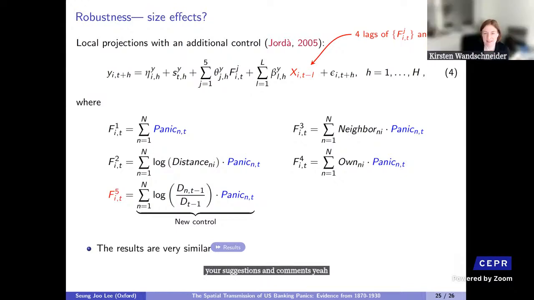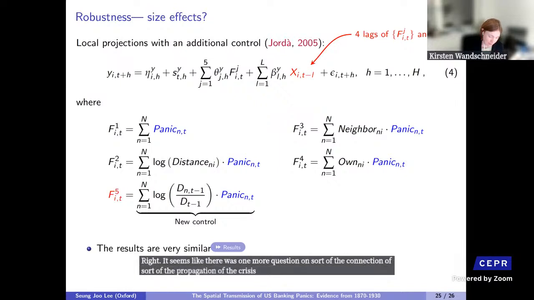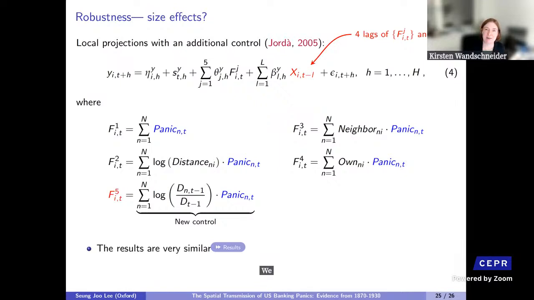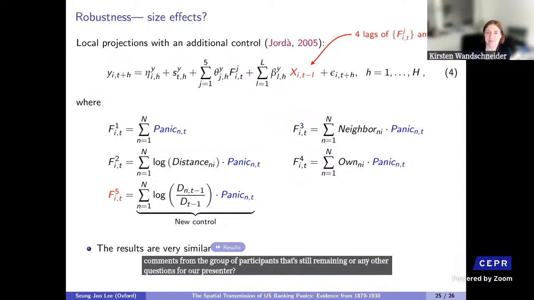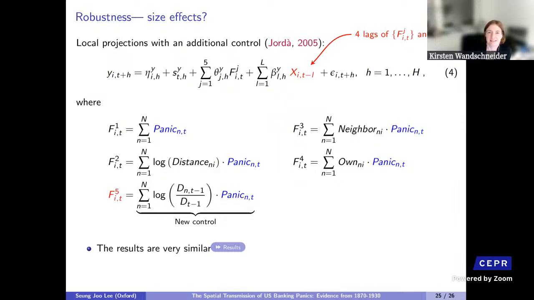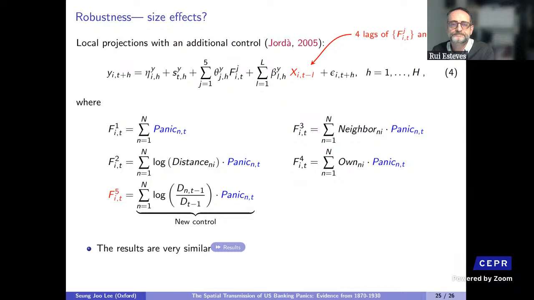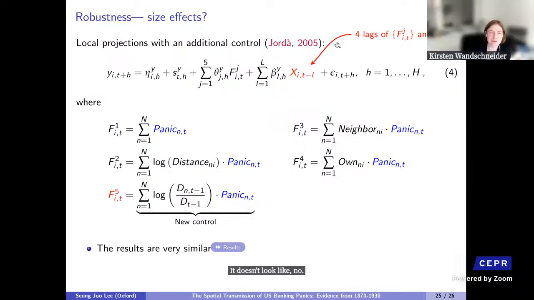It seems there was one more question on the propagation of the crisis, and it seems we discussed this already. Are there any other comments from the remaining participants, or any other questions for our presenter? Doesn't look like it. Then I think we can close the session.